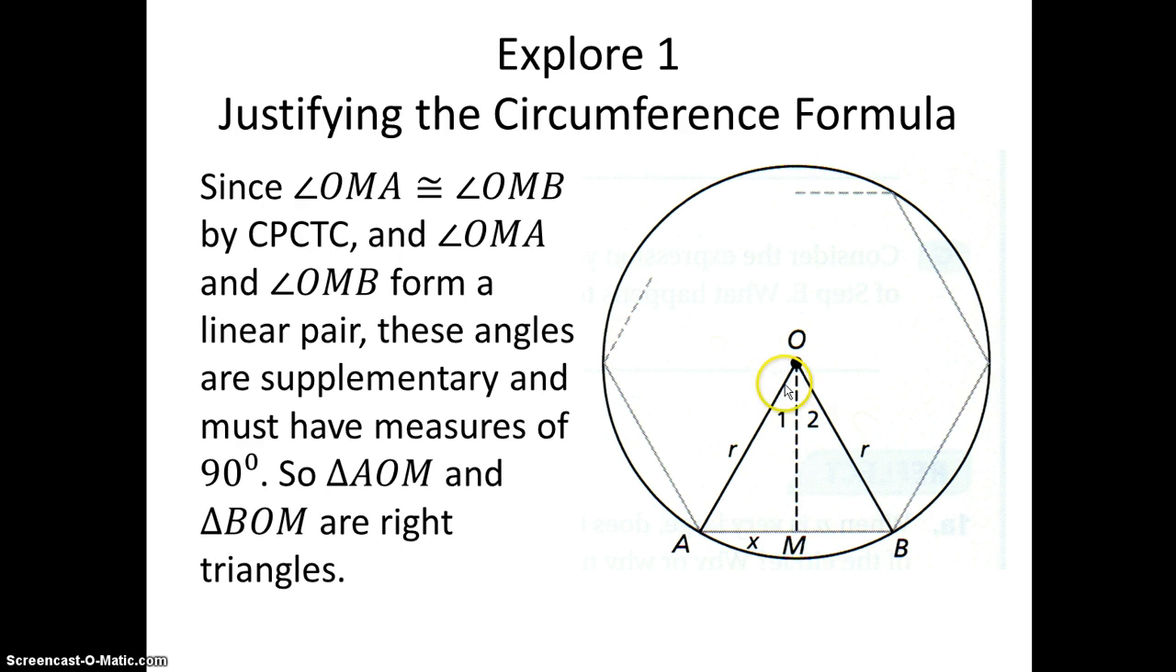Now, since angle OMA is congruent to OMB by CPCTC, and OMA and OMB are also a linear pair, that means that these angles are supplementary and must have measures of 90 degrees. So both of these triangles, AOM and BOM, are right triangles.